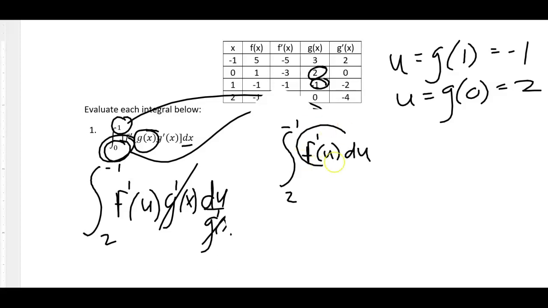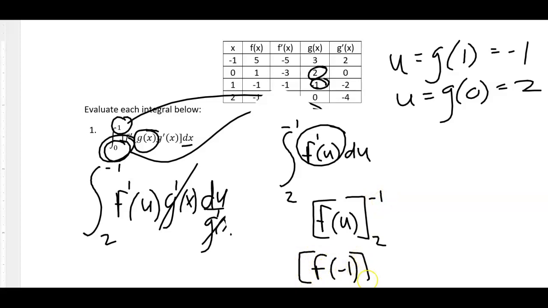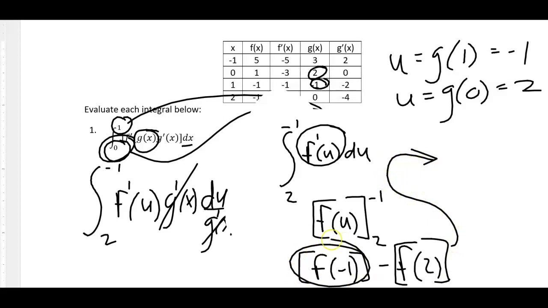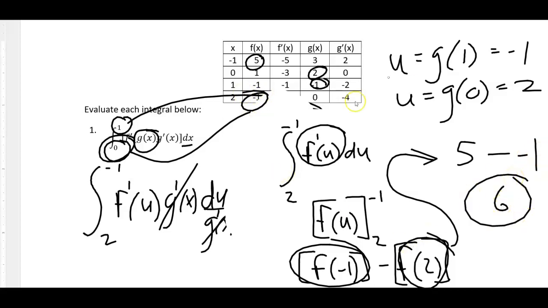So now we integrate. The integral of f prime is f. Then we plug in. And I'll continue my work up here. f of -1 is 5, and f of 2 is -1. And so we have 5 minus a -1, or in other words, 6 is my final answer. So we're doing U substitution using a table. Let's take a look at a second problem.